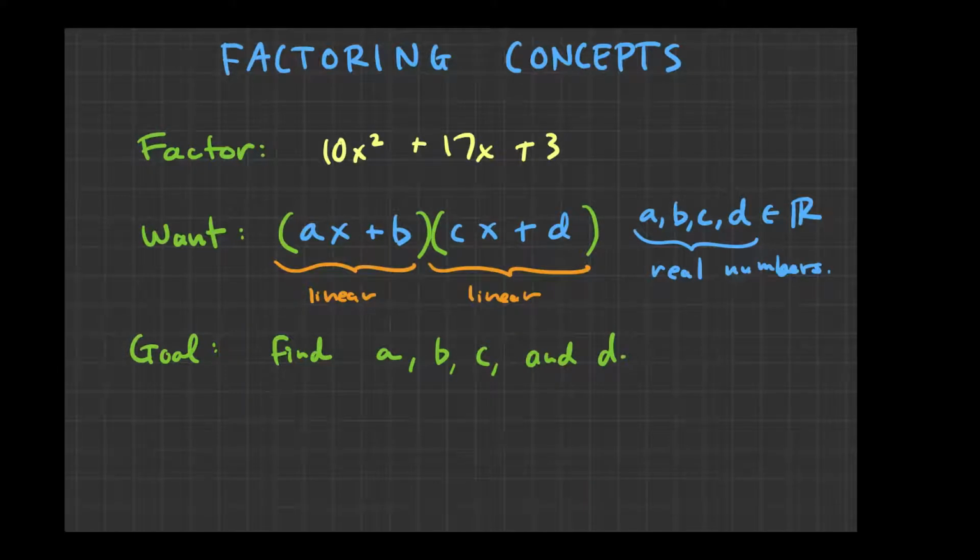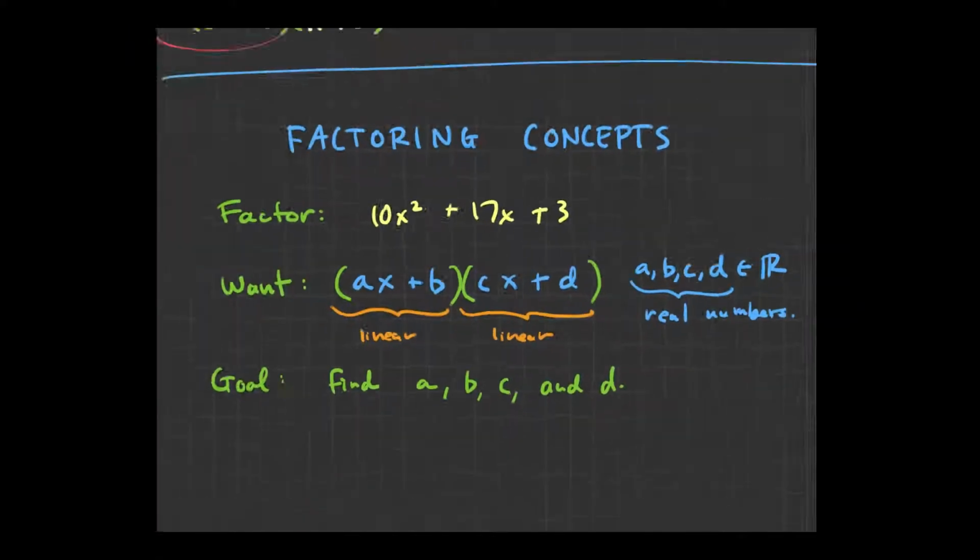We want to find the two linear factors. So a linear factor is something that's in the form y equals mx plus b, okay? So these two factors, they are going to be linear. Okay, so these are our linear factors.